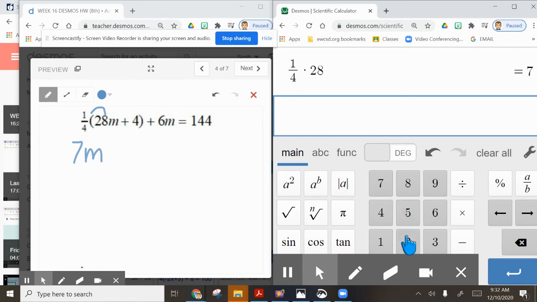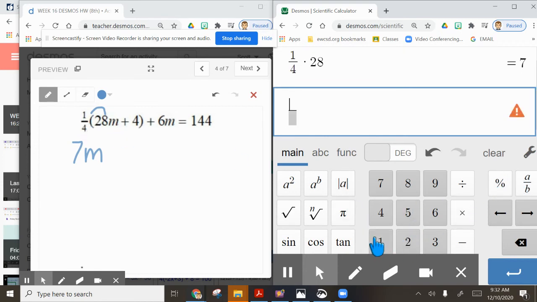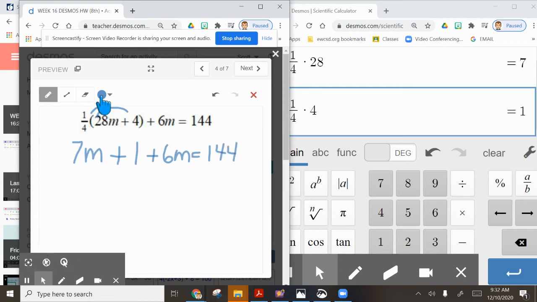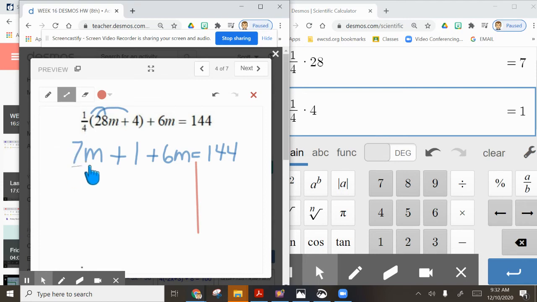1/4 times 4. Okay, fraction button. 1/4 times 4. What do you get? 1/4 times 4 is 1. All right. So now that next jump is going to be plus 1. Bring down the 6m. Just bring it down. Equals 144.